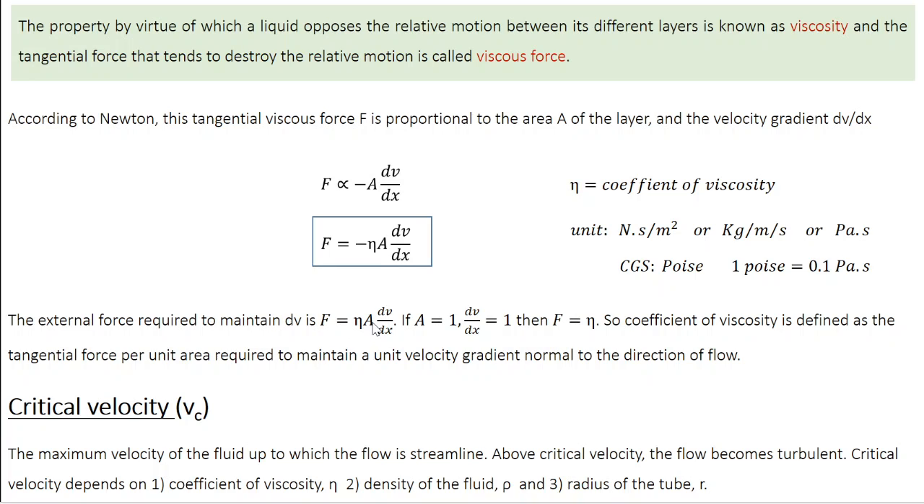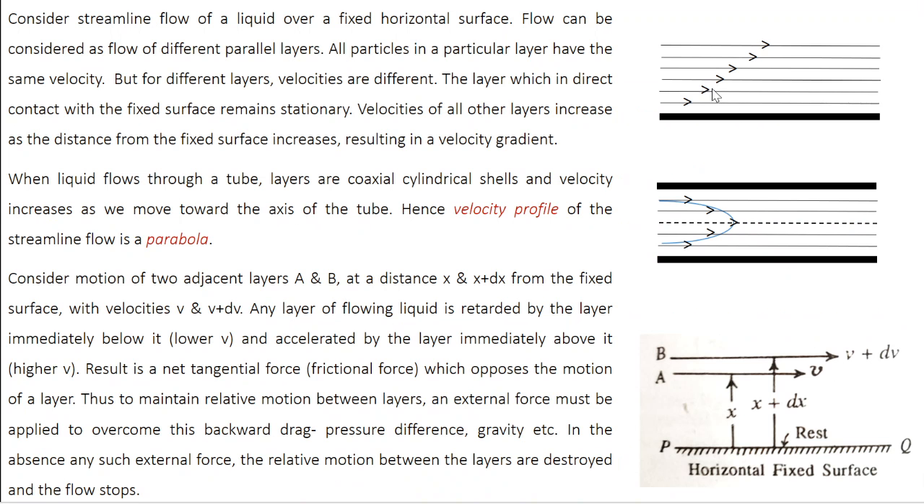Now here, when you place A equal to 1 and dV by dx equal to 1, F is equal to eta. So using this, you can define coefficient of viscosity as the tangential force per unit area required to maintain a unit velocity gradient normal to the direction of flow. So if you look at this figure, you can find that the velocity gradient is always perpendicular to the direction of flow.